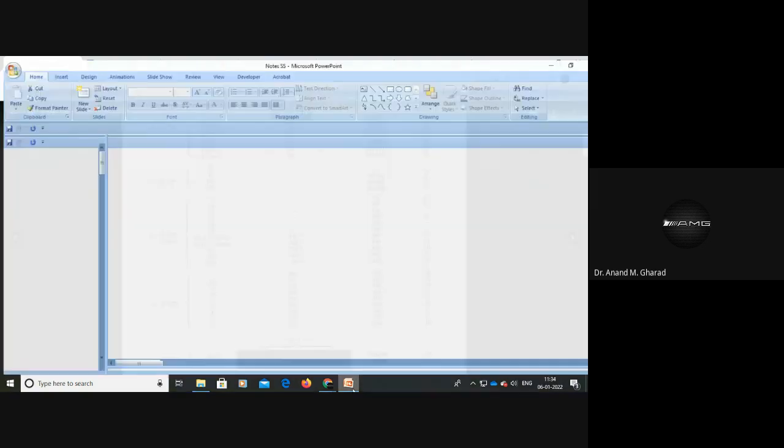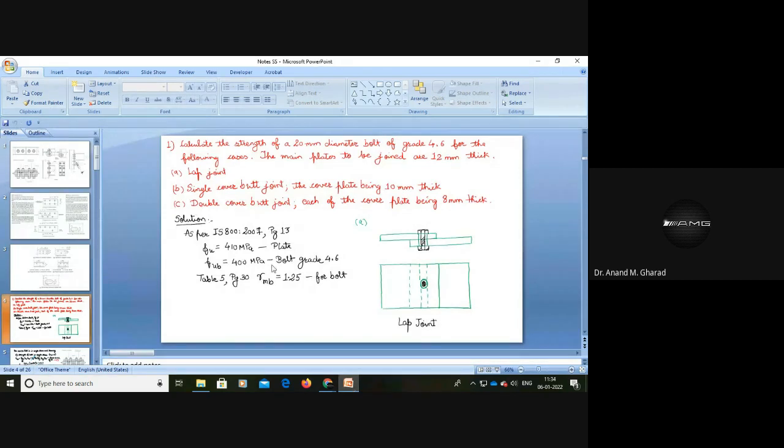तो ये देखो 4.6 ग्रेड लिखा हुआ है यहाँ पे. Can you see this? 4.6. And for that, what is the FUB value? It is 400 MPa. Am I right? So jot down all these values.